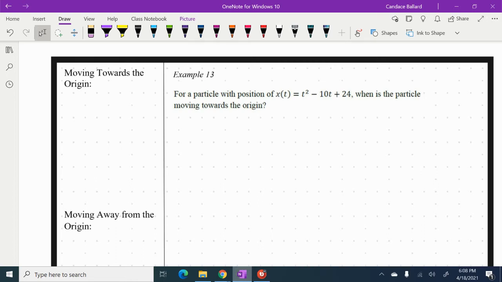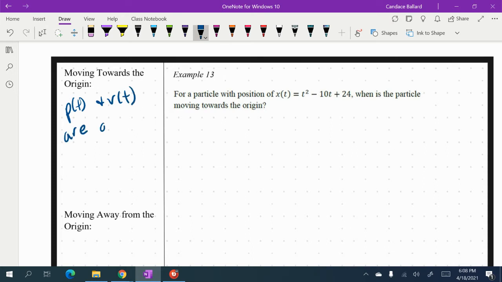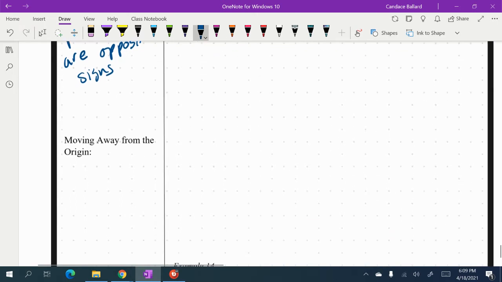In this video, we're going to continue topic 8.2, and we're going to be looking at example 13. Sometimes the questions are going to ask us whether an object or a particle is moving towards the origin or away from the origin. If we get the position and the velocity, and we know that their values are opposite signs, we know that they are moving towards the origin. And if they are the same sign, they're moving away from the origin.